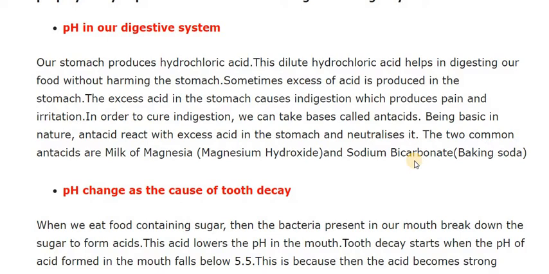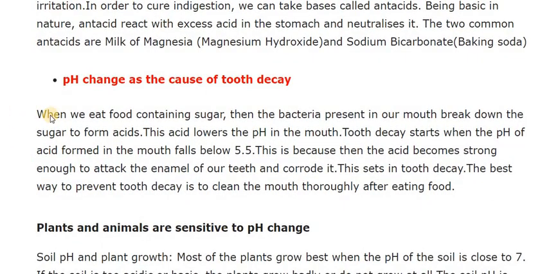So this is the importance of pH in the digestive system. Let's see the next point, that is pH change as the cause of tooth decay. When we eat food containing sugar, the bacteria present inside our mouth break down the sugar, and the sugar is converted into acid. So what happens in the mouth? An acidic medium is created, and due to the presence of the acidic medium, the tooth starts decaying.